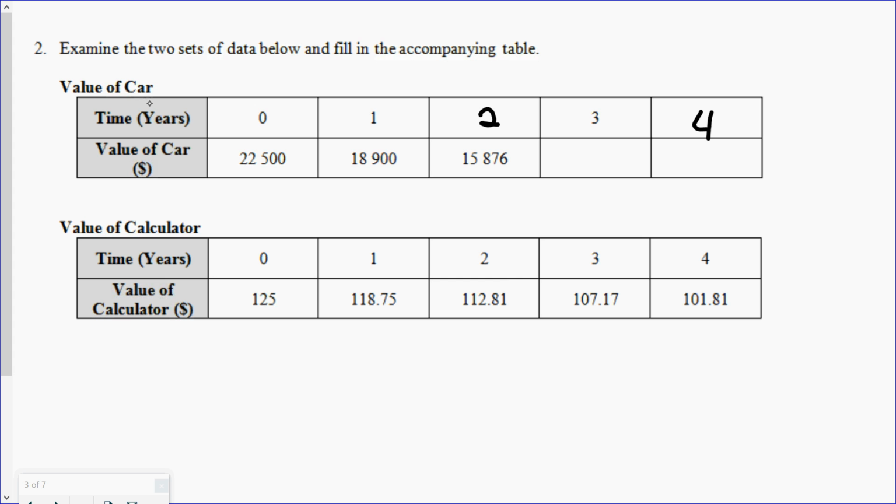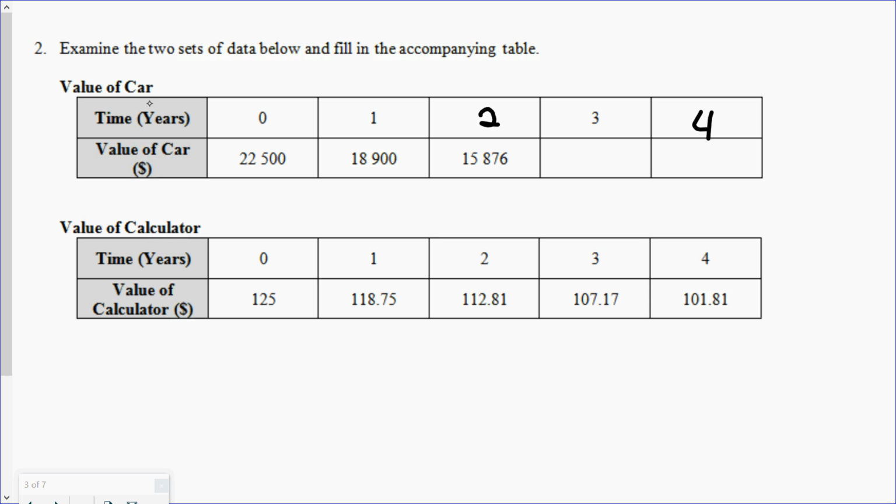Okay, so again, it's looking at the value of a car over the course of 4 years. The value of the car when they purchased it at time 0 was $22,500. After a year, the value was $18,900. After 2 years, $15,876. Cars, they usually call it depreciation, in that it's losing value over time. Pretty much any car you get is going to do that. The millisecond you drive off the lot, you wouldn't be able to turn around and sell it back for anywhere near the price you paid, which is kind of wild.